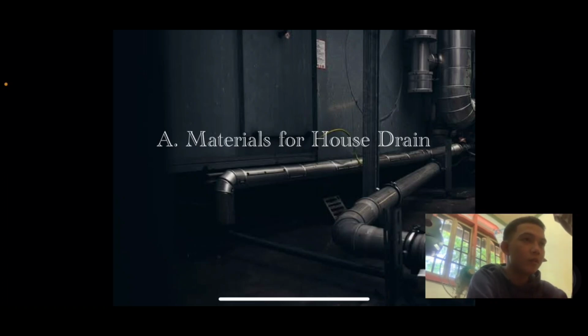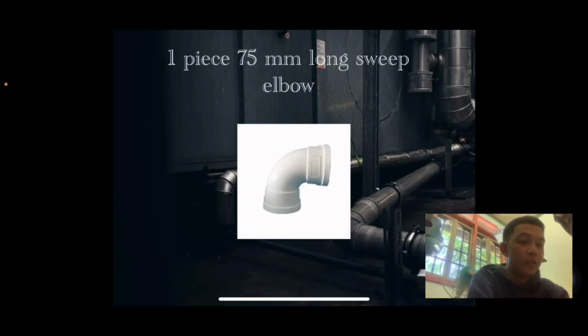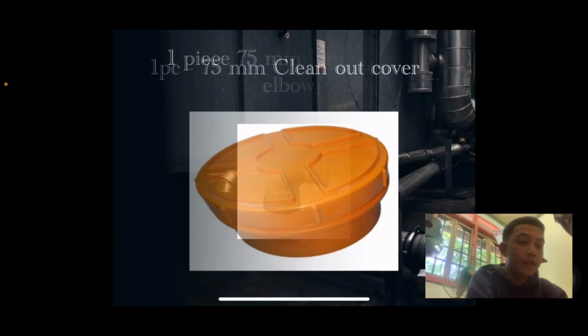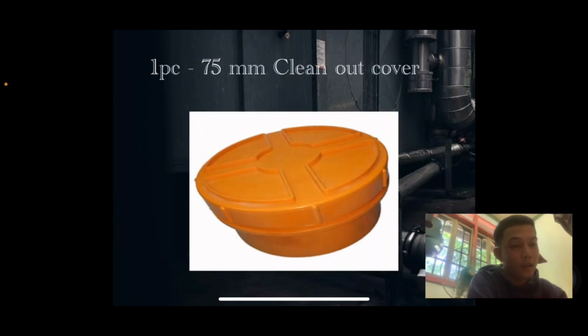Example nito is yung floor drain. Okay. So ang una natin kailangan is yung isang pirasong 75 mm long sweep elbow. So alam naman natin kung anong elbow. Ito yung nagko-connect ng horizontal at vertical na pipe. At dapat hindi siya direct 90 degrees kasi pwedeng ma-stuck yung mga dumi doon. So syempre ito yung pantakip doon sa clean out cover.